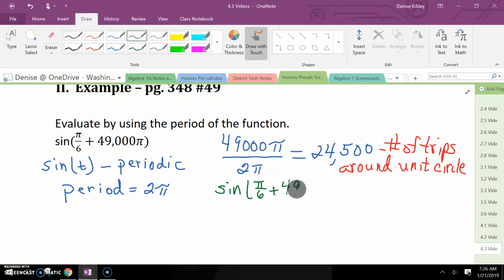So it means that what we're really looking at is that the sine of pi over 6 plus that 49,000 pi is going to have the same value as sine of pi over 6. So we're going to go around an even number of times. So the sine of pi over 6 is going to be 1/2, as we've used earlier in this section.